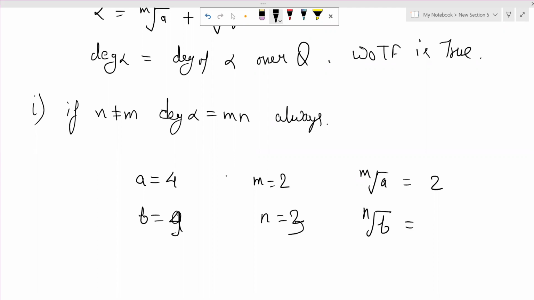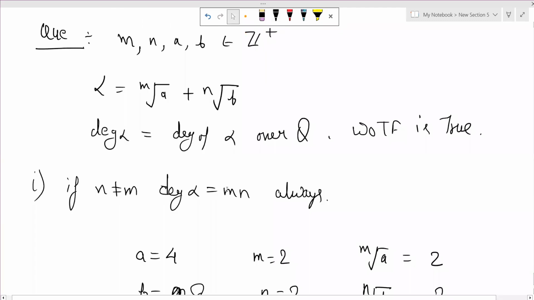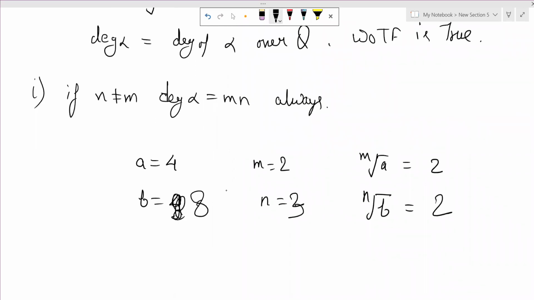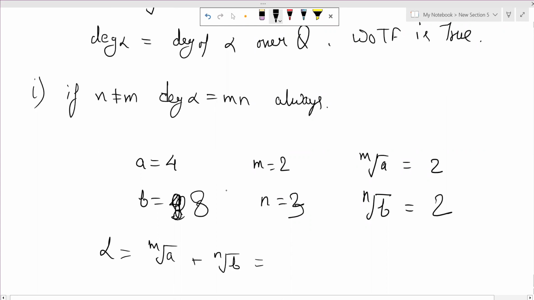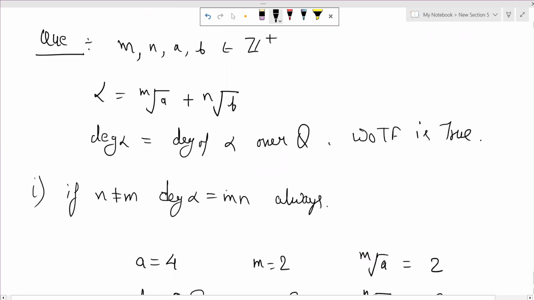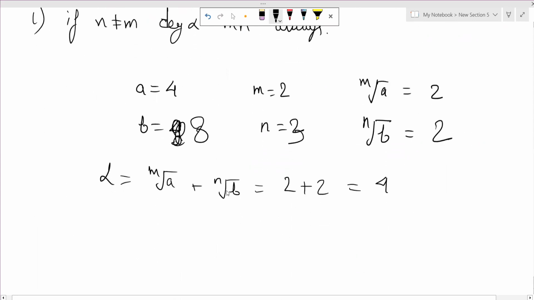Yeah, b is 8. Sir, choose 8. So this is 2. So what is the degree of 2 plus 2? Alpha, yeah, this is correct, right? Alpha is m-th root of a plus n-th root of b. Basically, this is 2 plus 2 equals 4.